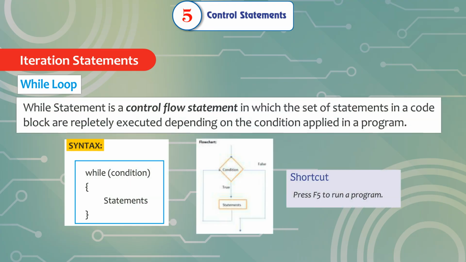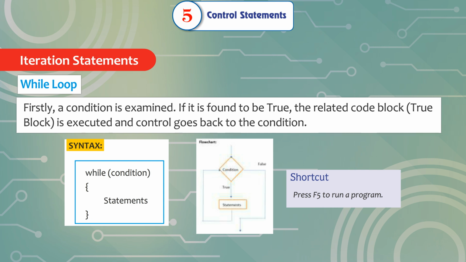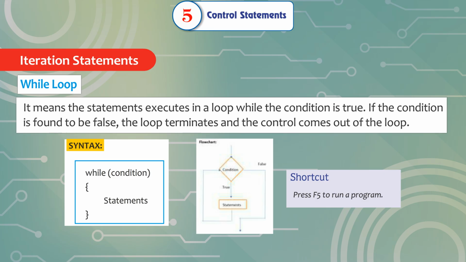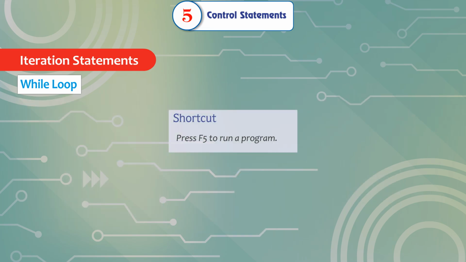While loop. While statement is a control flow statement in which the set of statements in a code block are repeatedly executed depending on the condition applied in a program. Firstly, a condition is examined. If it is found to be true, the related code block, true block, is executed and control goes back to the condition. It means the statements execute in a loop while the condition is true. If the condition is found to be false, the loop terminates and the control comes out of the loop.